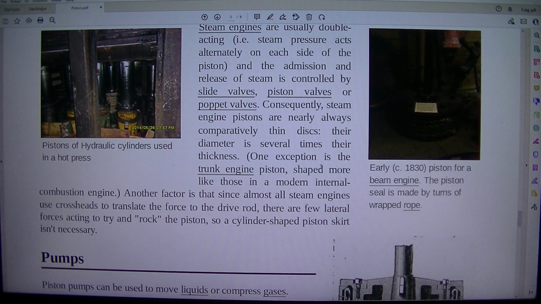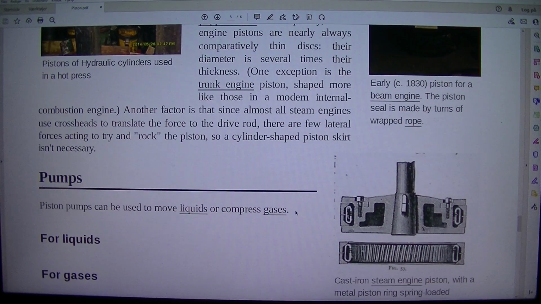One exception is the trunk engine piston, shaped more like those in a modern internal combustion engine. Another factor is that since almost all steam engines use crossheads to translate the force to the drive rod, there are few lateral forces acting to try and rock the piston, so a cylinder-shaped piston skirt isn't necessary.